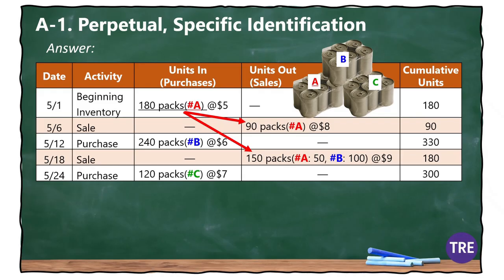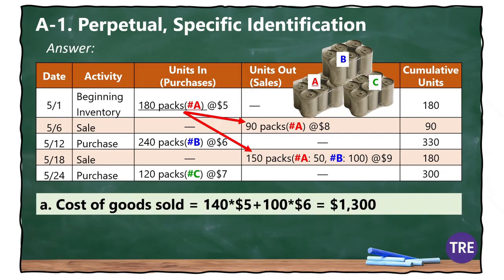Then on May 12th, it purchased 240 new packs, labeled Batch B, at $6 each. On May 18th, it sold 150 packs total, specifically, 50 from the remaining Batch A and 100 from Batch B. Finally, on May 24th, it bought 120 more packs, which we'll call Batch C, at $7 each. Now we can compute the totals.